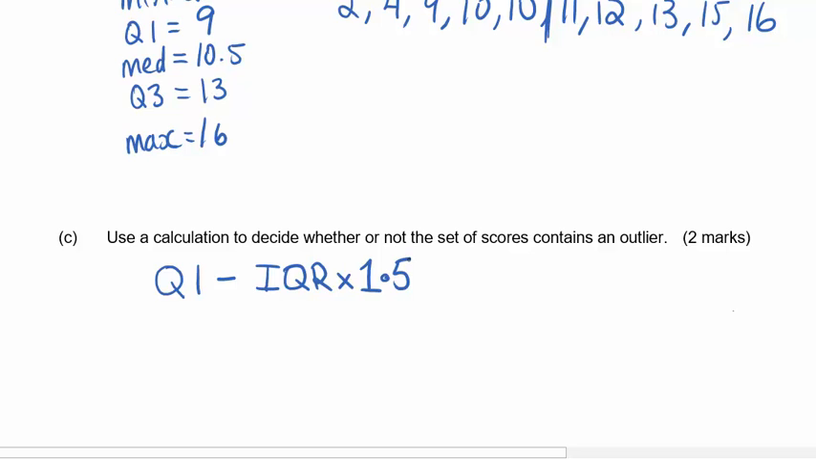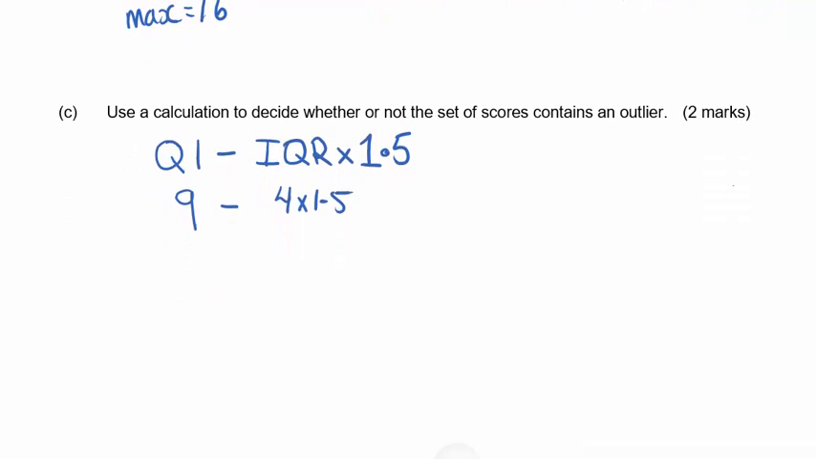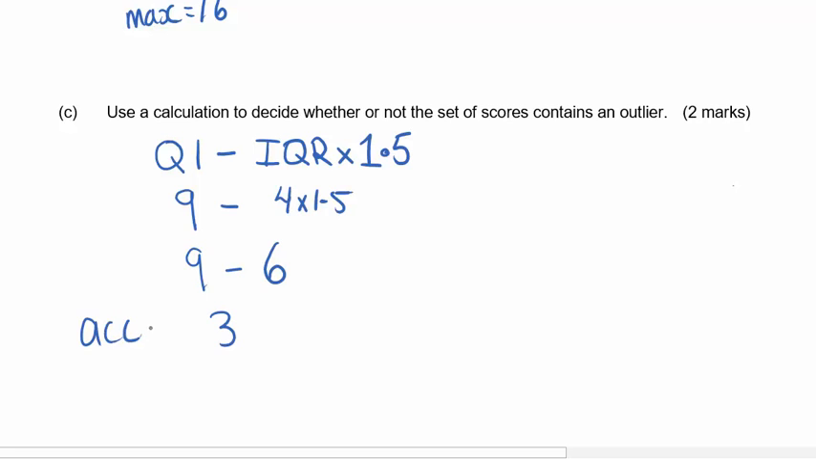Alright, so our interquartile range here is 13 take 9. So we've got 9 subtract 13 take 9 is 4 times 1.5, which is 6. So our lowest acceptable number is 3.